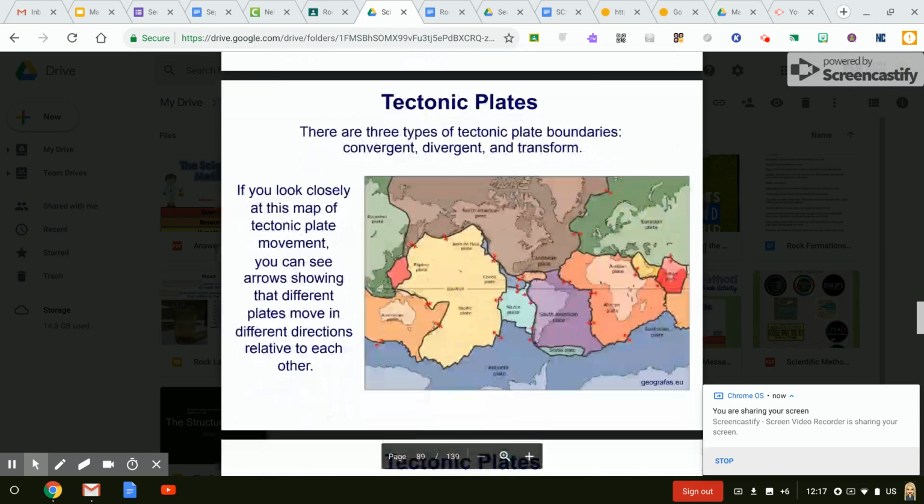And there are 3 types of tectonic plate boundaries. There are convergent, divergent, and transform boundaries. So we're going to write that down.